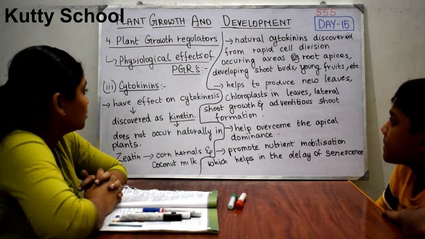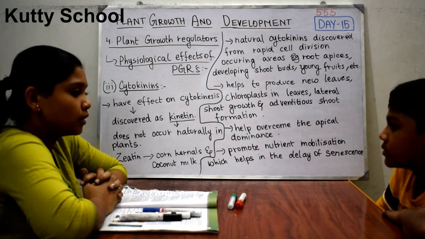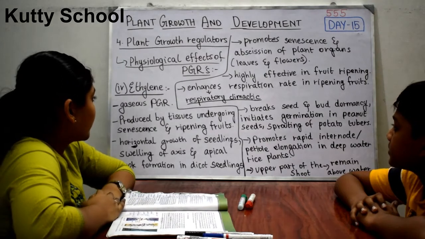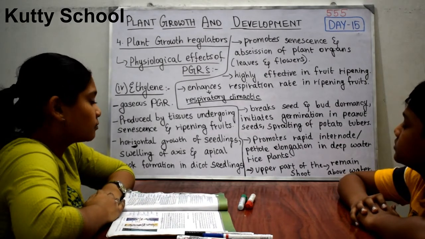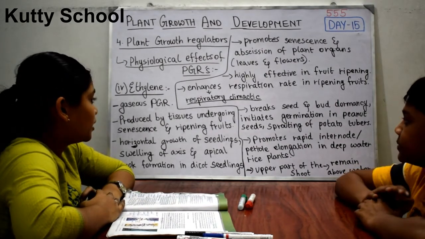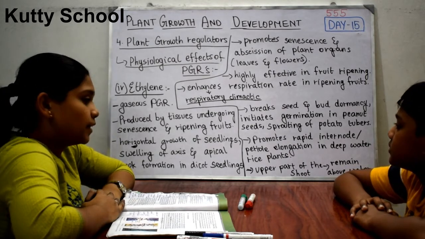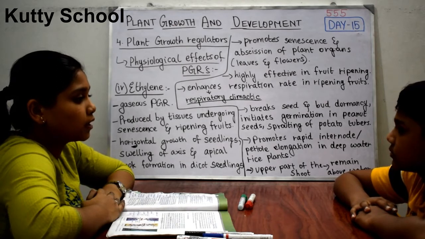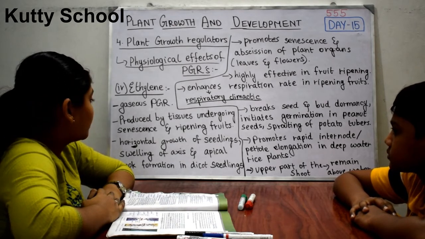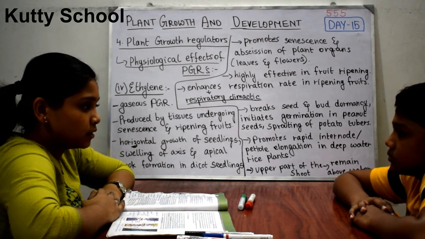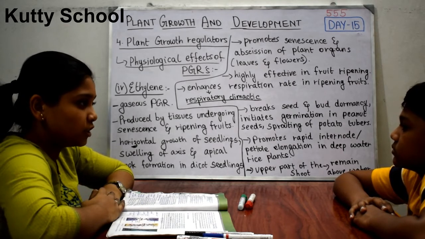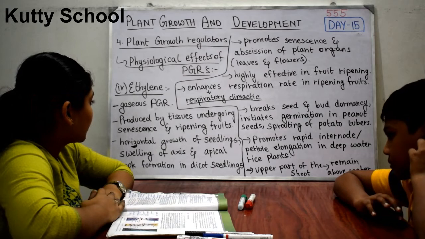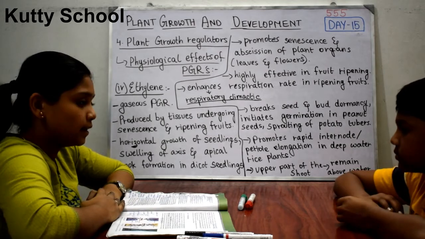Okay. So next we will see the next plant growth regulator, which is ethylene. Ethylene is a gaseous plant growth regulator. It is produced by tissues undergoing senescence and ripening fruits. Senescence is nothing but the falling of stage, the older stage. So these tissues and ripening fruits produce ethylene in them.